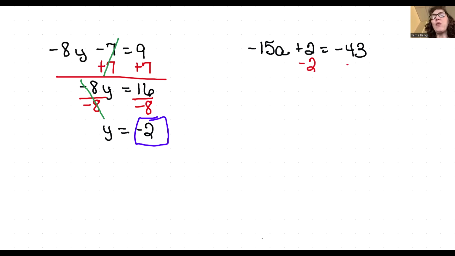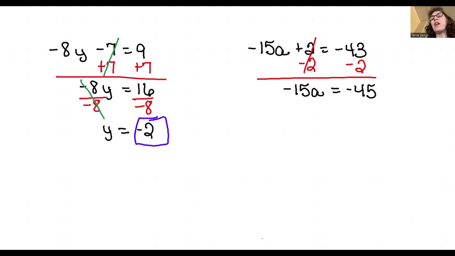What we do to one side, we must do to the other side. And so we will subtract 2 from both sides. And then the 2s will cancel out because we have a plus 2 and a minus 2. That makes 0. So now we have negative 15a is what is left on that side. And then a negative 43 plus a negative 2 would make a negative 45.